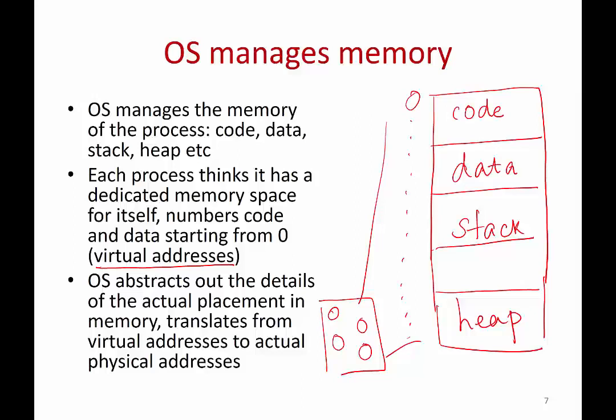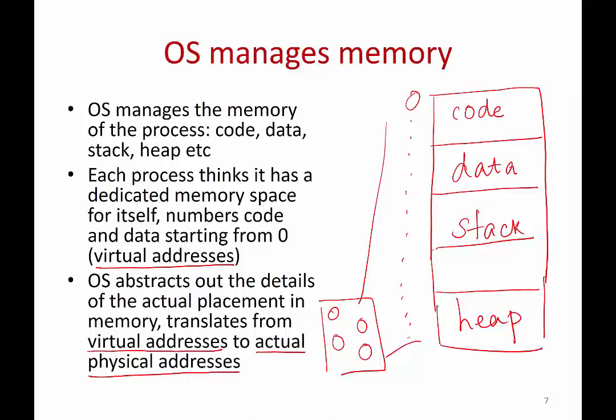It just thinks, I have some amount of memory starting from byte 0 to byte whatever, 4 GB. That's all a process thinks. And the OS actually takes care of placing all of this memory into the actual hardware. When the process says, I want memory at a certain location, at a certain virtual address, the OS will translate it to the actual physical address and fetch the piece of memory. So in some sense, the OS virtualizes the memory as well.